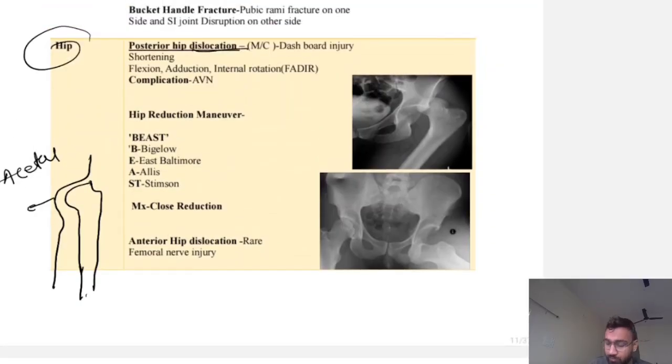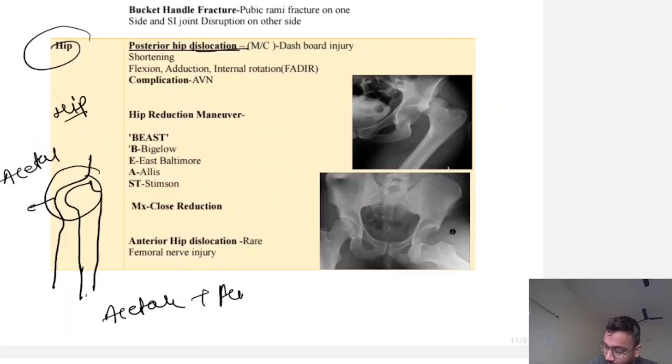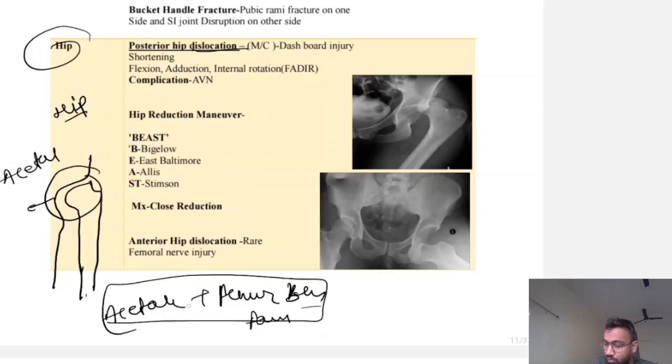So what is dislocation? This is the hip joint. It is constituted by acetabulum and femur bone. And which part of femur bone? Femur head. So femur head and acetabulum constitute the hip joint. That's why we are walking, because the femur head is in the acetabulum. We are using this upper limb because the humerus head is in the glenoid cavity of the scapula.